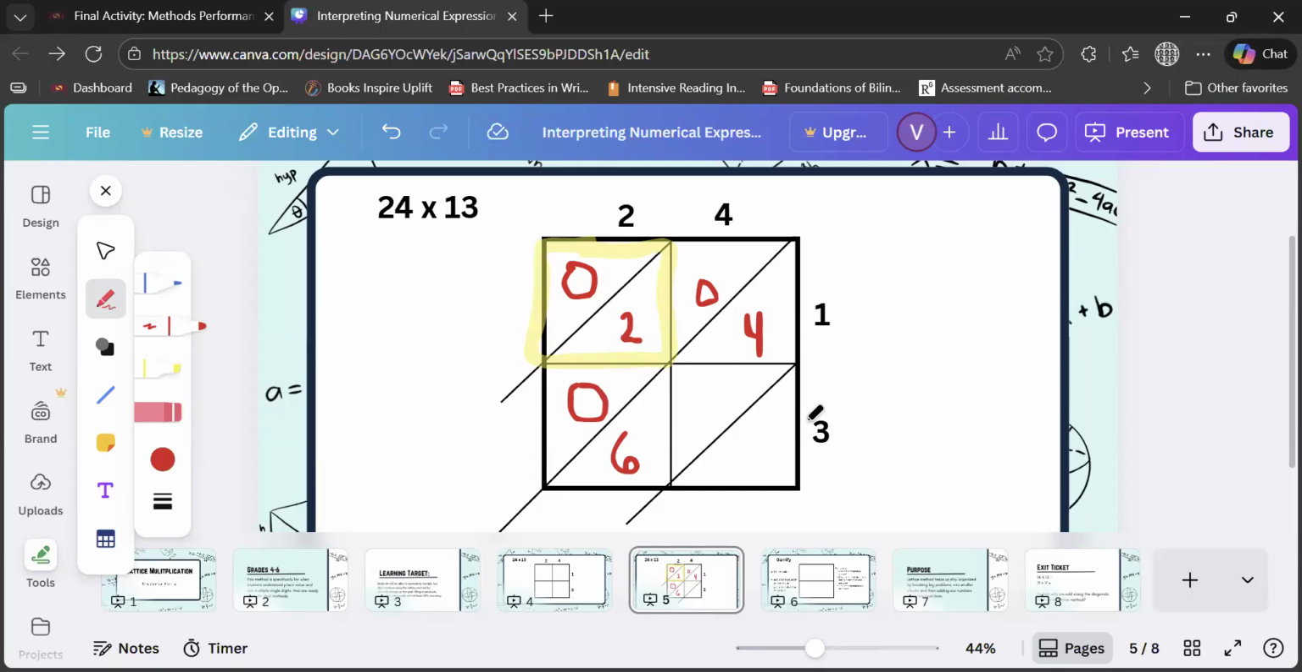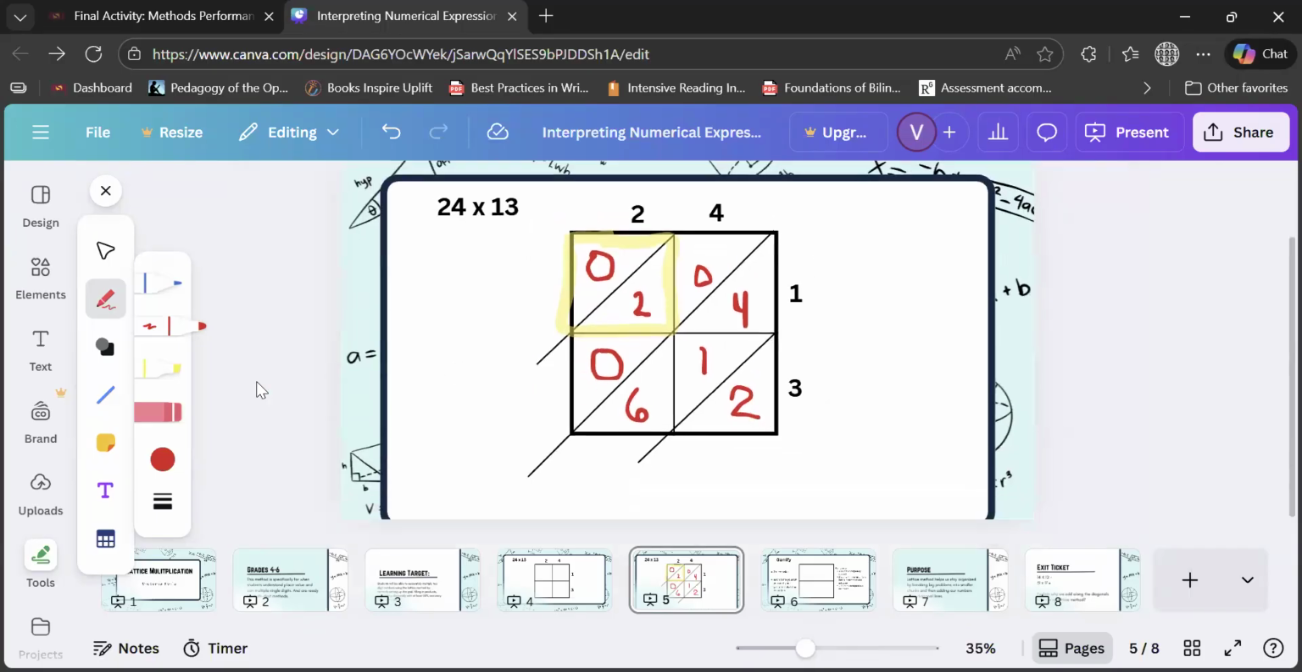Now we're going to do 4 times 3. 4 times 3 equals 12. This is when we have a number in the tens place, meaning the 1 is for the tens place, so we're going to put it in the top section of this box. And then the 2 goes in the ones place for the 12. So 4 times 3 equals 12.